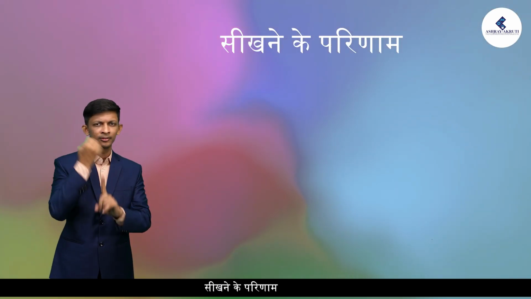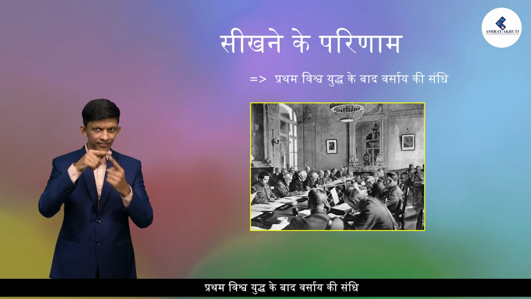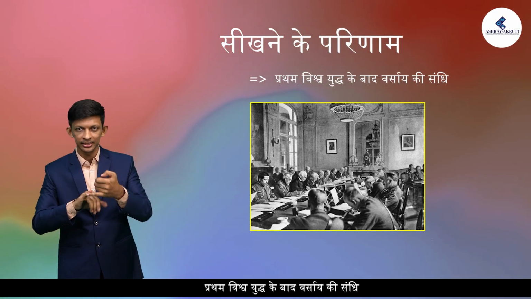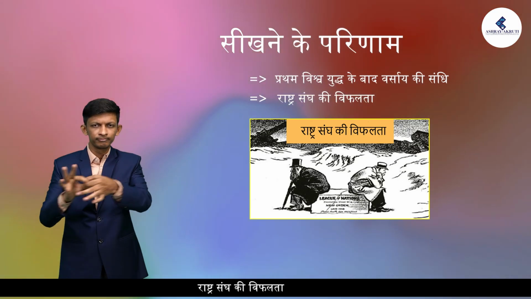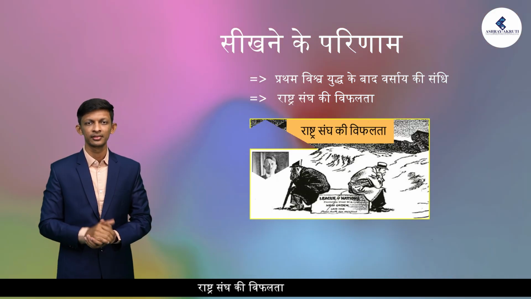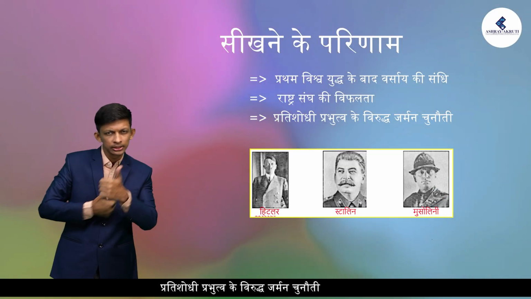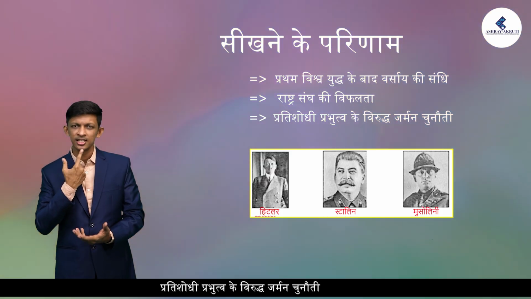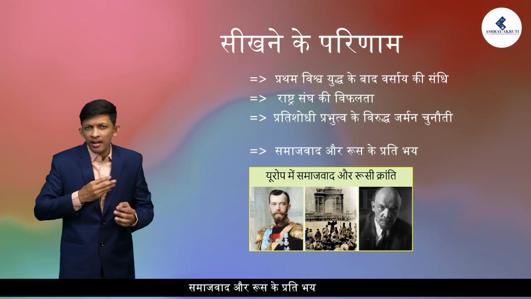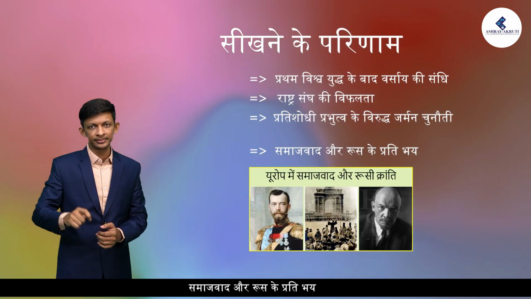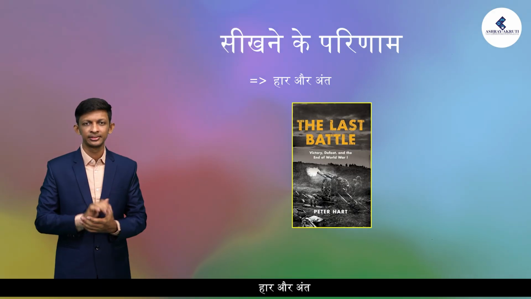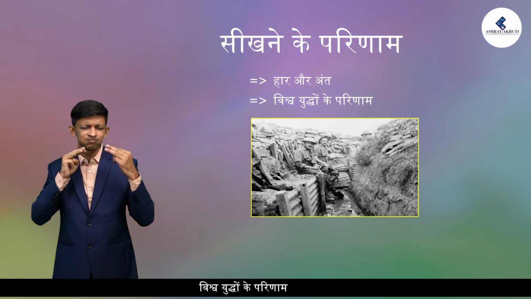Learning outcomes. The Treaty of Versailles. Failure of the League of Nations. German challenge to vengeful domination. Fear of socialism and Russia. Immediate cause: the defeat and the end. Consequences of world wars.